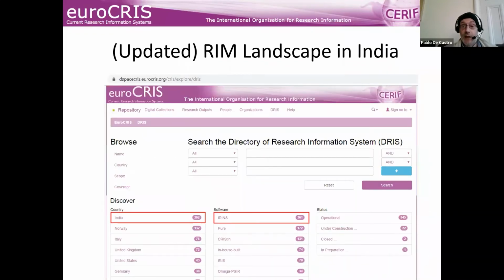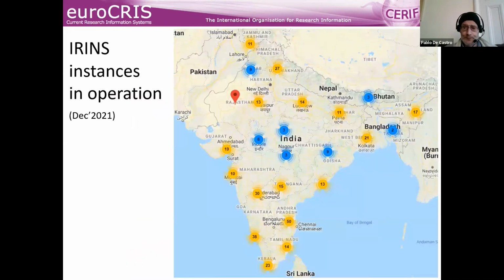The updated landscape 3 years after this earlier presentation shows, as I said, India on top of the list of countries by the number of operational CRIS systems, and IRINS as a solution, again, on top of the most frequent CRIS system solutions.